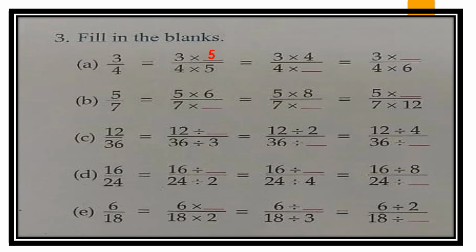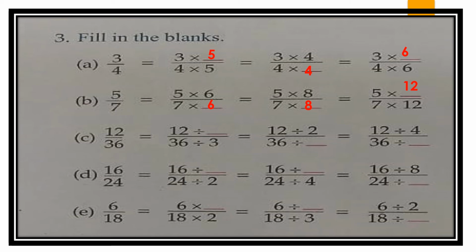Now the next is 3 into 4, so 4 into 4. 3 into what will come? See, on the denominator 4 into 6 is written. It is multiplied by 6, so you will write 6 on the numerator also. Same way, B part, 5 upon 7 is equal to 5 into 6 upon 7 into 6. It is also equal to 5 into 8, 7 into 8. Now 5 into 12, 7 into 12. That means numerator and denominator both you have to multiply or divide by the same number.